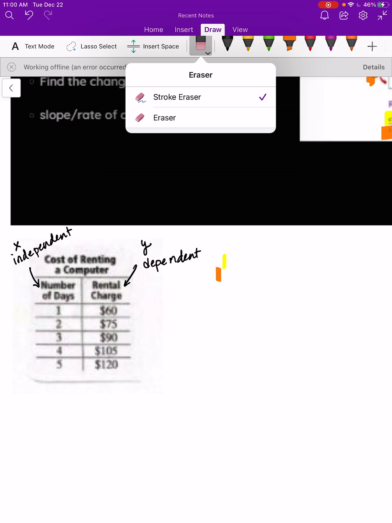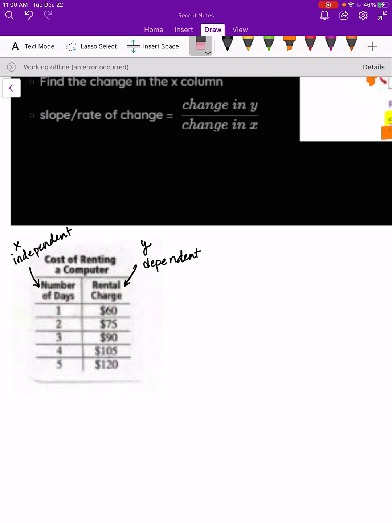Okay, so you know that here you're going to find, just like it says right up here, the change in y over the change in x. So change in y over the change in x.